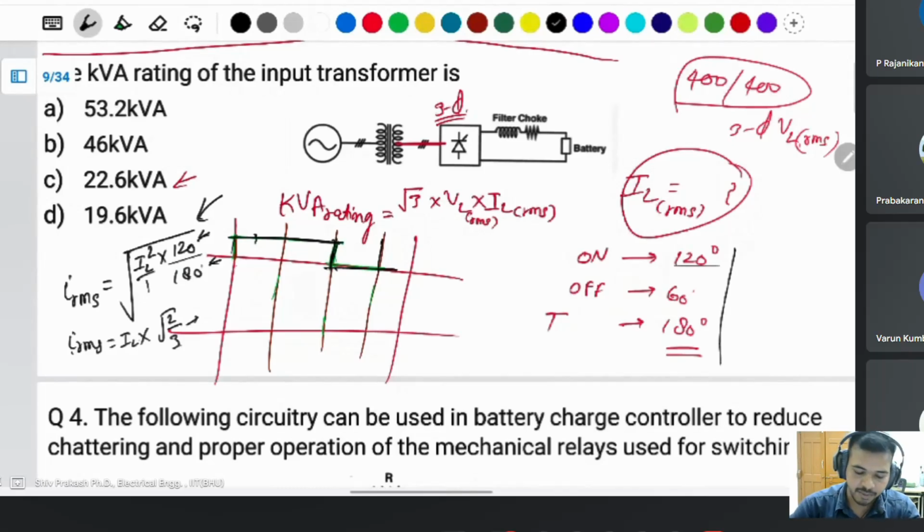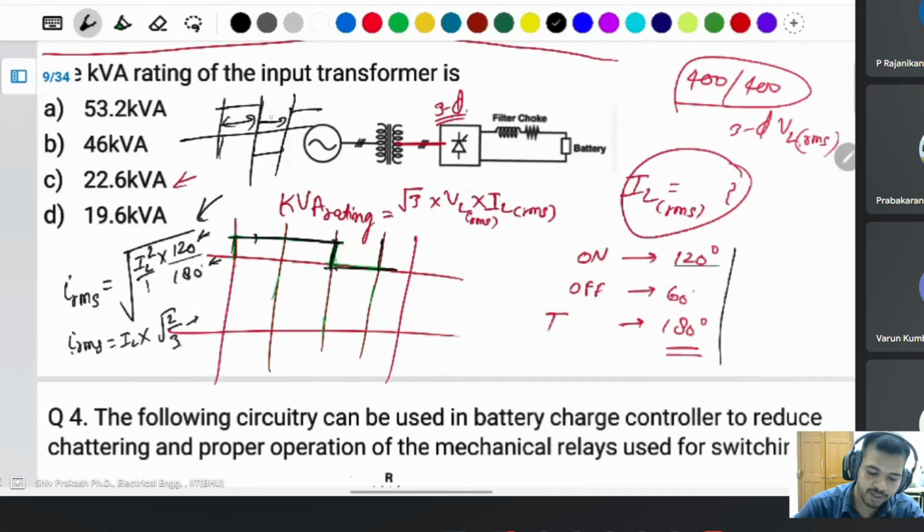Simple thing. If it is on for 50 and off for 50, a pure square waveform, then the RMS value will simply be IL divided by root 2, because this will be 50 and this will be 100.